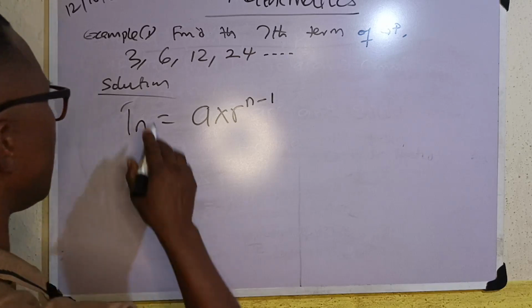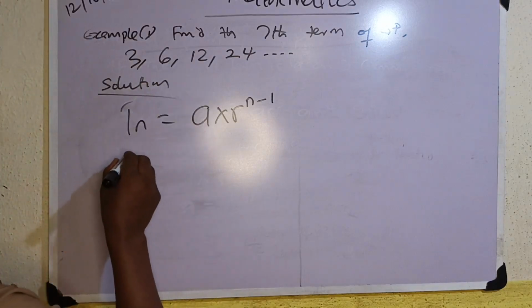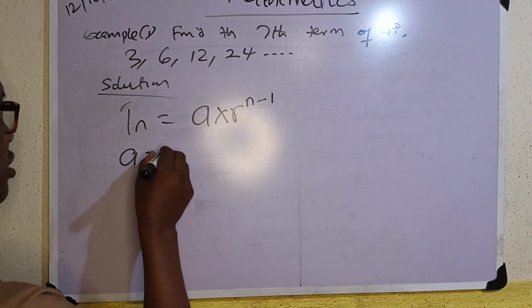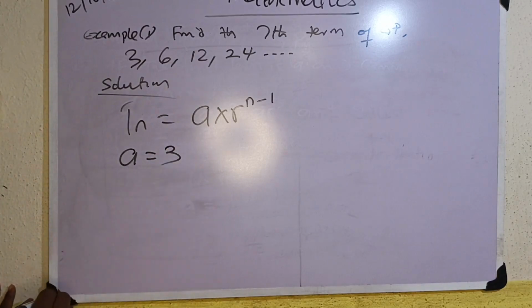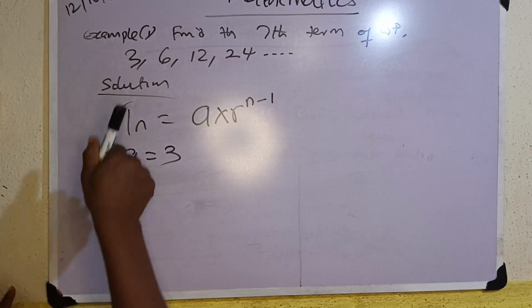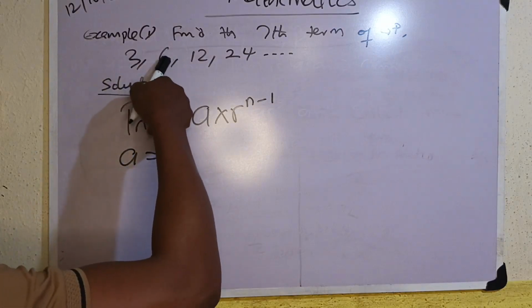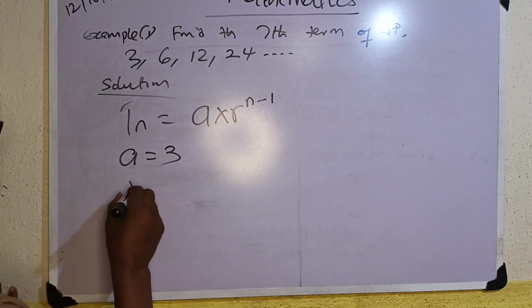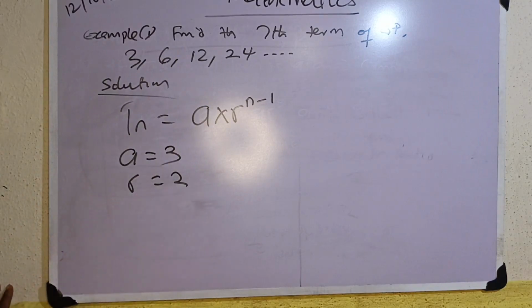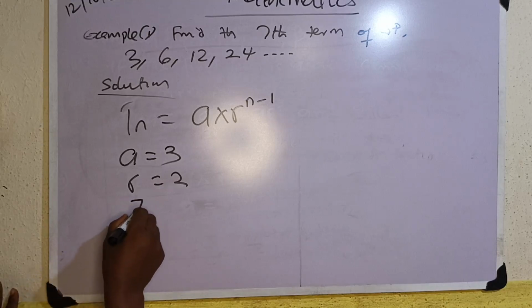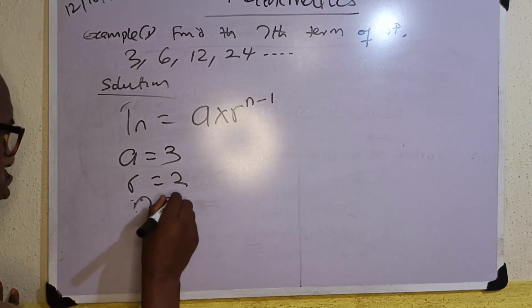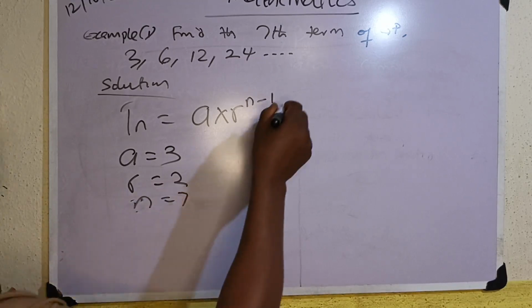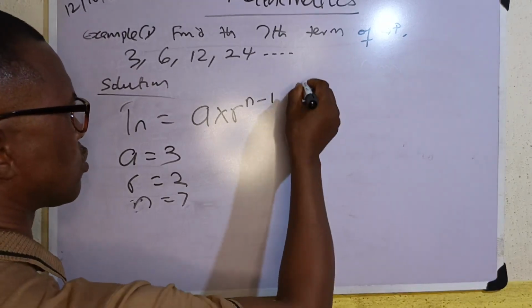Now in this, what's our A there? Our A is equal to 3. What's our common ratio? Our common ratio is 2. 2 times 3 is 6, 2 times 6 is 12, right? So our common ratio is 2. Is that clear? Yes. So what's our n? We have to go for the 7th term, so n is equal to 7. Now we can solve properly.